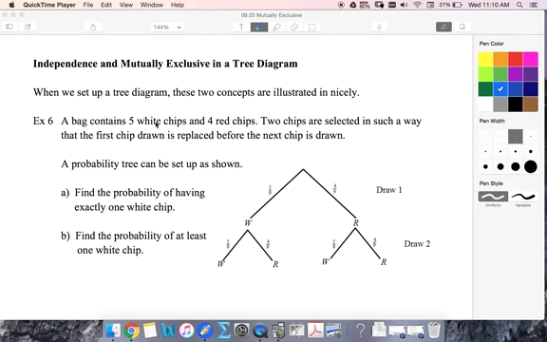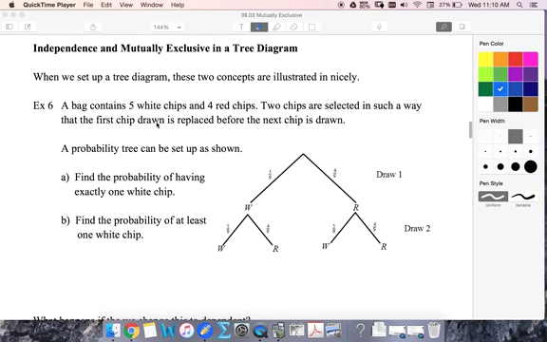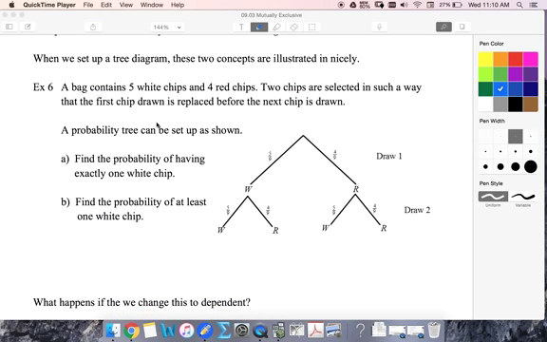All right. So independence and mutually exclusive in a tree diagram. The way that we see this in a tree diagram, we talked about a little bit in class. Maybe you remember it, maybe not. That's okay. When we have our branches matching exactly, that tells us that our events are independent. It doesn't matter what we drew first. The probability of our second draw is the same thing.